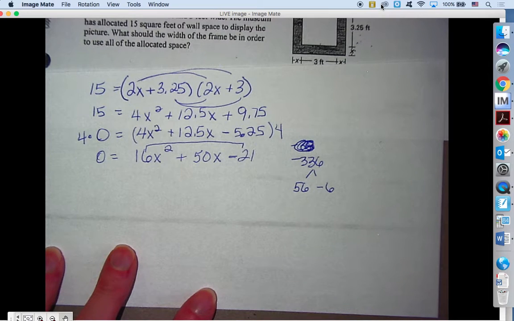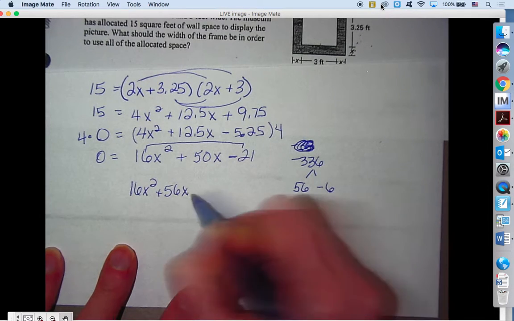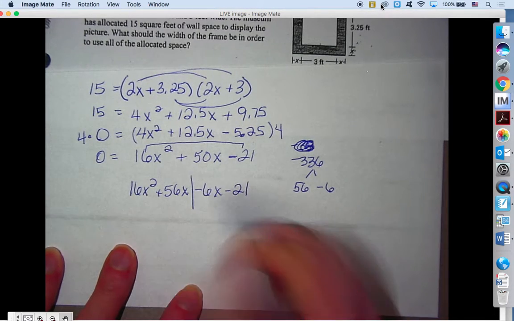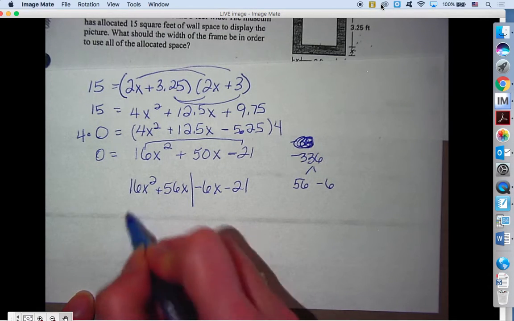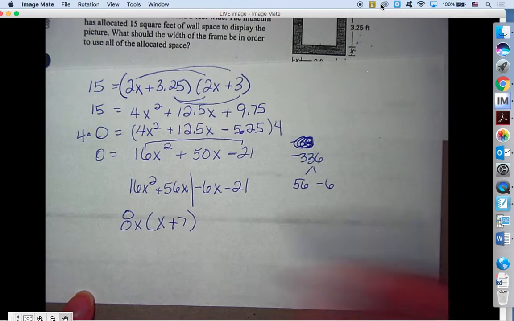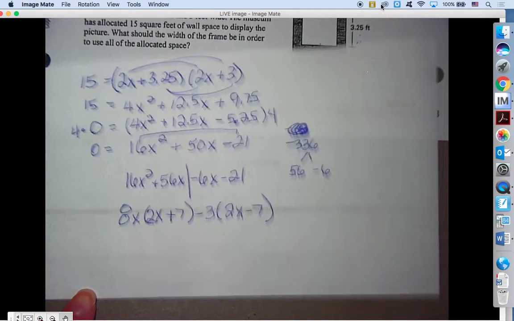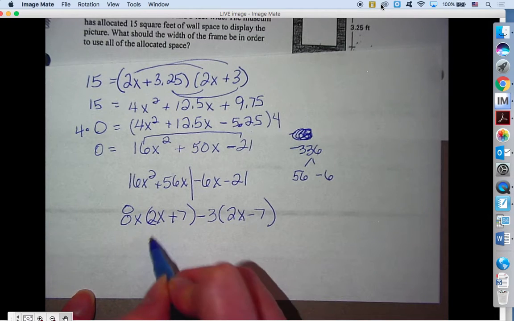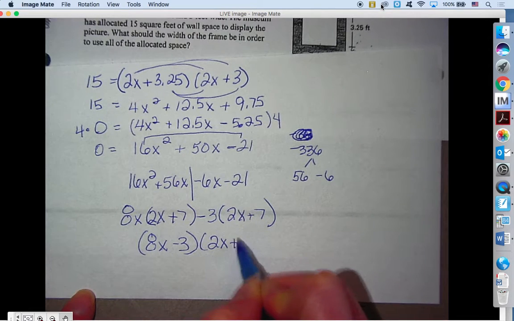And then you're factoring it like usual. So 16x squared plus 56x minus 6x minus 21. 16 and 56 have what in common? 8, yeah. And then that would leave us with 2x plus 7. 6 and 21 have a negative 3 in common. So that would be a 2x plus 7. Thanks, Chelsea. So we would have (8x minus 3)(2x plus 7).